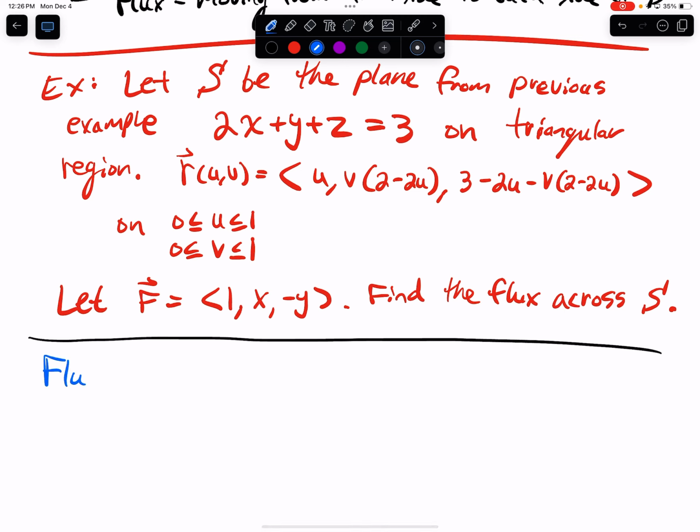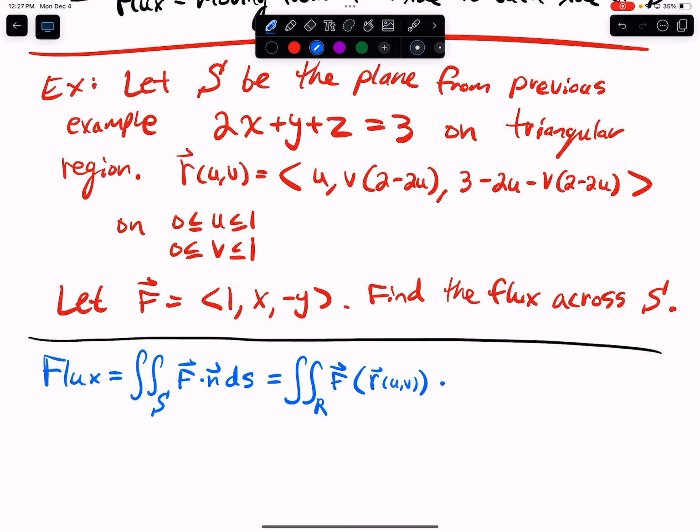So remember our formula. Flux is equal to the double integral over S of F dot n dS, which is the double integral on the region of F of R of u,v dot R_u cross R_v dA. Okay, that's my formula, right? First thing we do with all these questions, write down the formula. It'll get you a couple points at least.